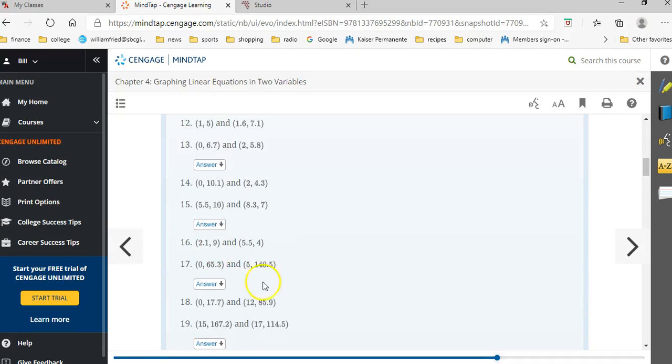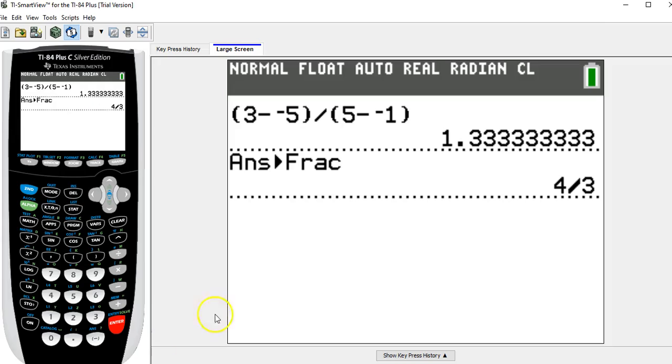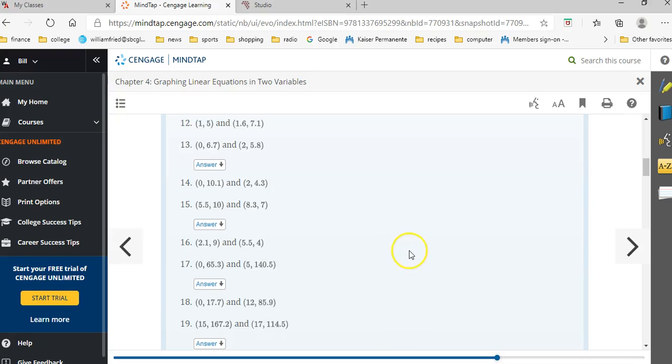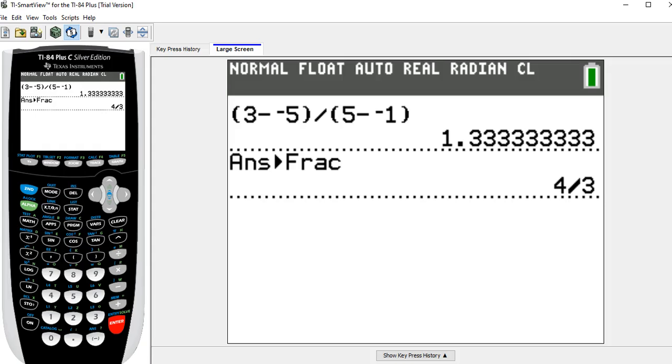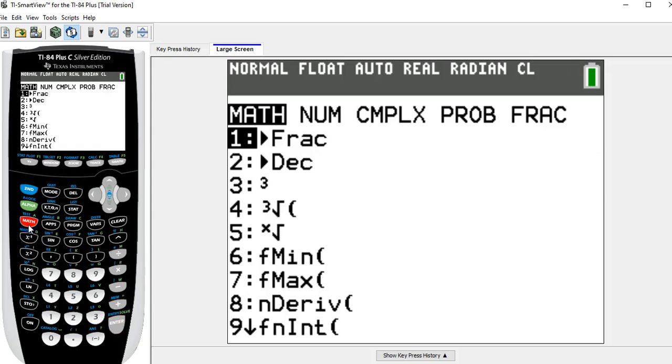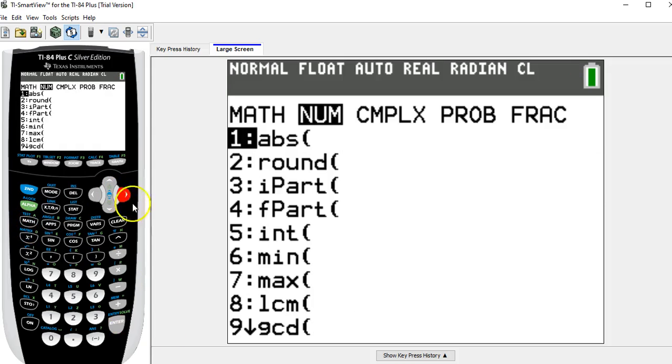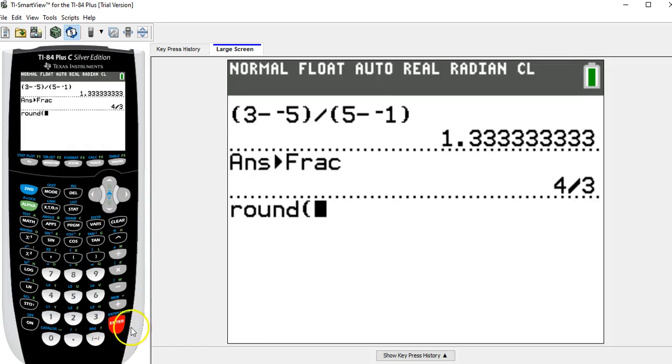So in number 16, what I'm going to do is use the round function. How many decimal places did they say they wanted? Let me check again. 2 places. Okay, so I'm going to round this to 2 places. So I'm going to start with math, num, round, and now I can enter in the calculation for number 16.